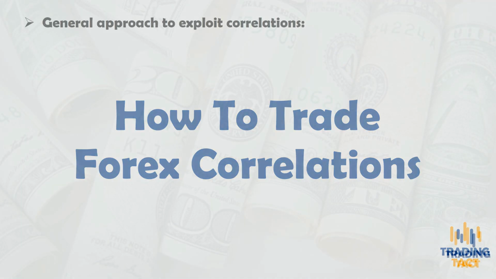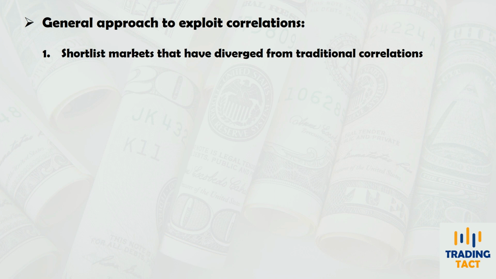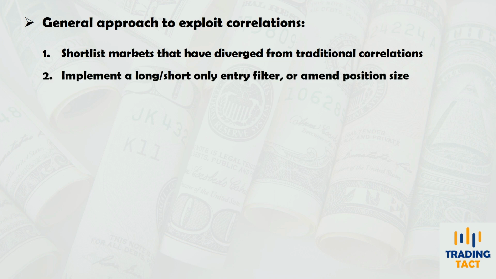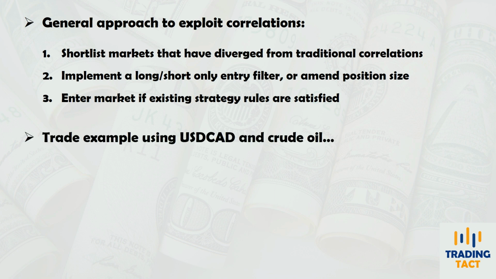Armed with your knowledge of Forex correlations, here's one way you can fine-tune your trade selections. First, shortlist currency pairs that have diverged from the markets they are traditionally correlated to. For these currency pairs, you may implement a long or short-only trade filter, or amend your position sizes. Finally, enter the market using your existing strategy rules. I'll demonstrate this using the persistent correlation between the Canadian dollar and oil price.